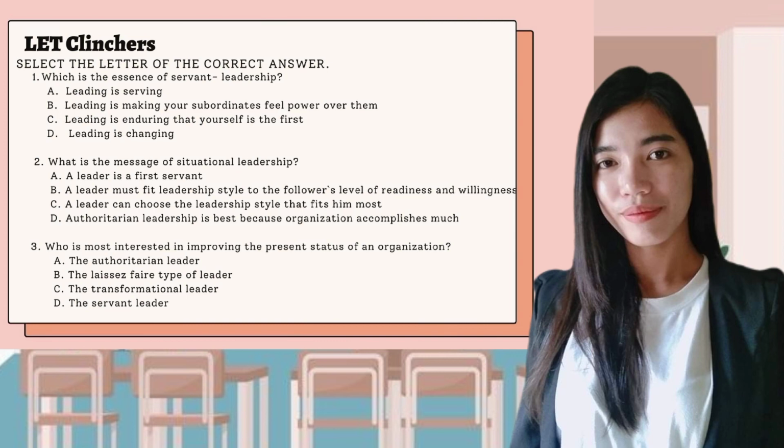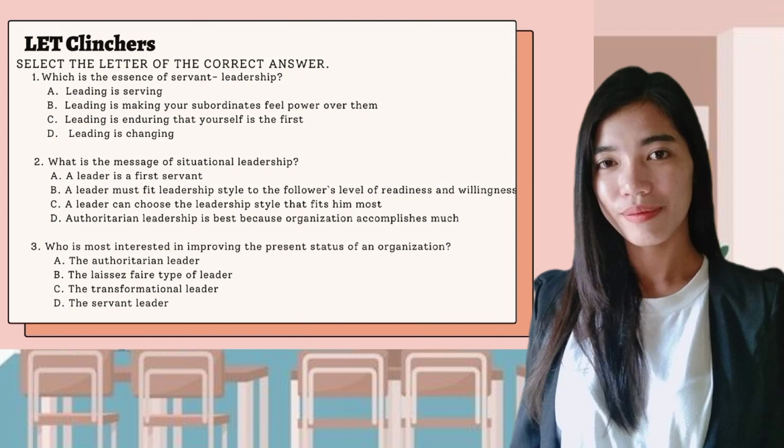Select the letter of the correct answer. Number 1. Which is the essence of servant leadership? Letter A. Leading is serving. B. Leading is making your subordinates feel power over them. Letter C. Leading is ensuring that yourself is the first. And letter D. Leading is changing.